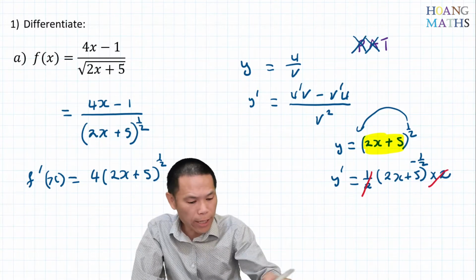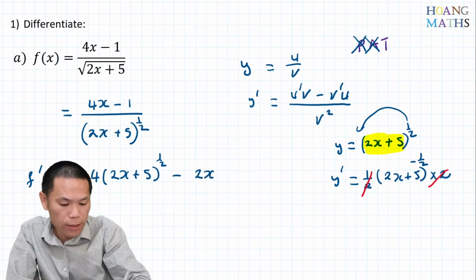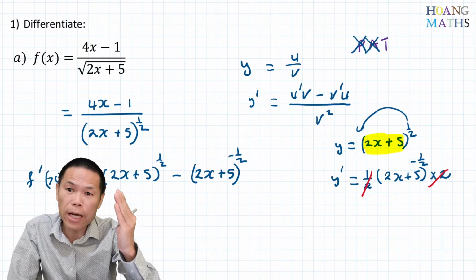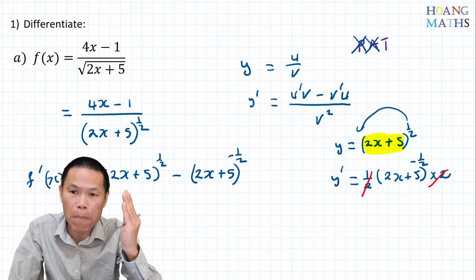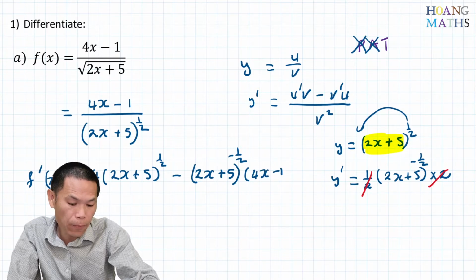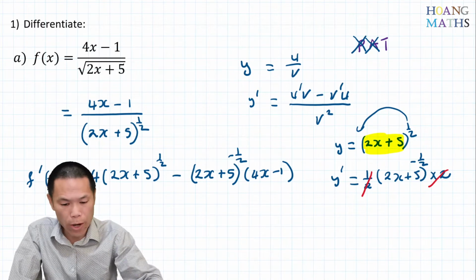So now I just write it out. So the differentiated bottom function gives me (2x plus 5) to the power of negative a half. And don't forget, we need to times by the top function. The top function is more than one term, 4x minus 1, so we need to open and close brackets. Okay, don't forget. There you go. Done. Then over the bottom squared.